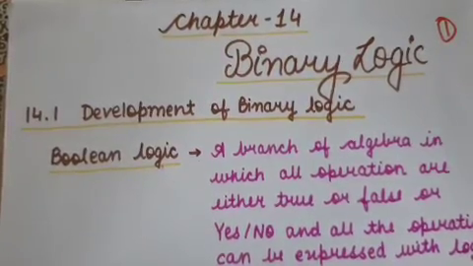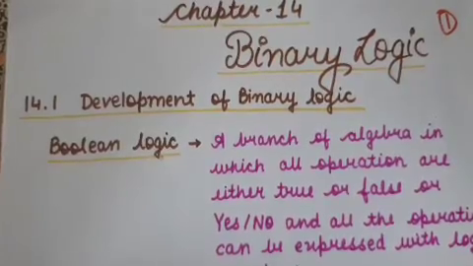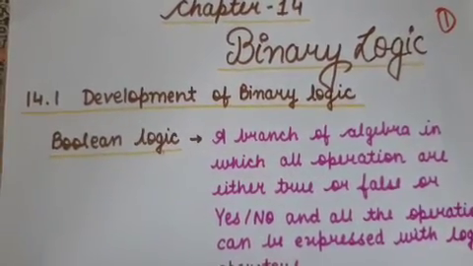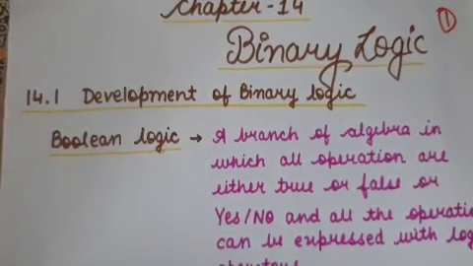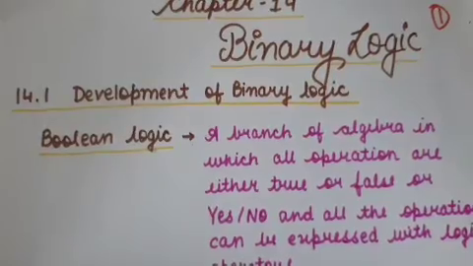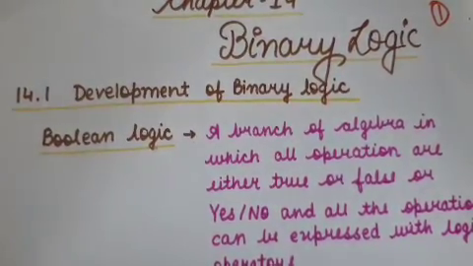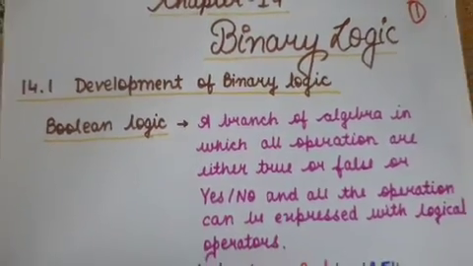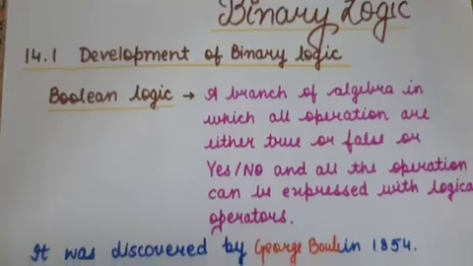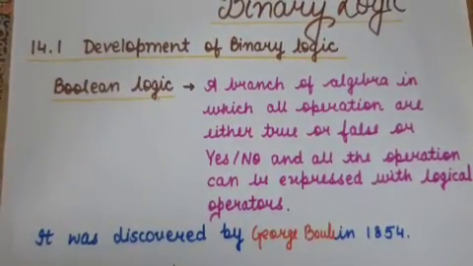Development of binary logic. First is the Boolean logical values. So we discuss the Boolean logic. A branch of algebra in which all the operations are either true or false, or yes or no, and all the operations can be expressed with the logical operator is known as Boolean logic. It was discovered by George Boole in 1854.